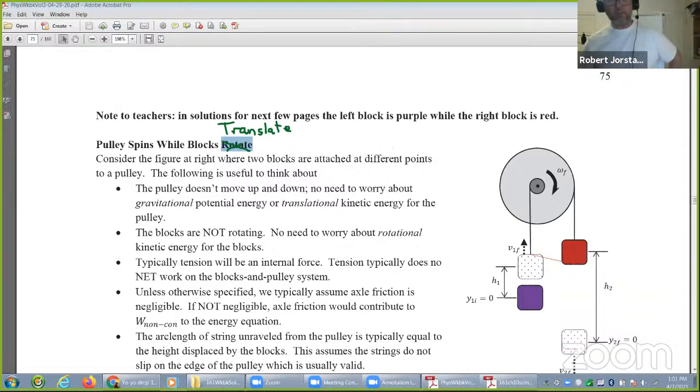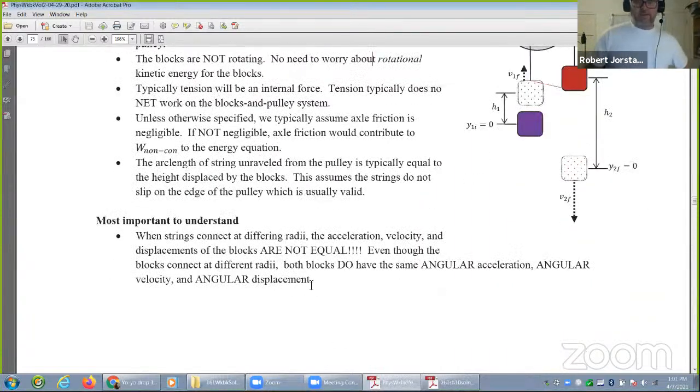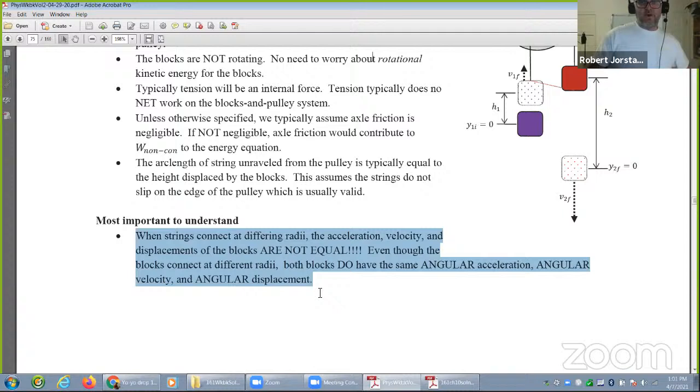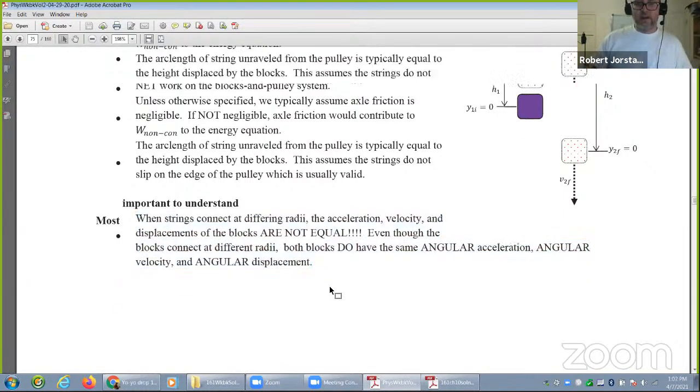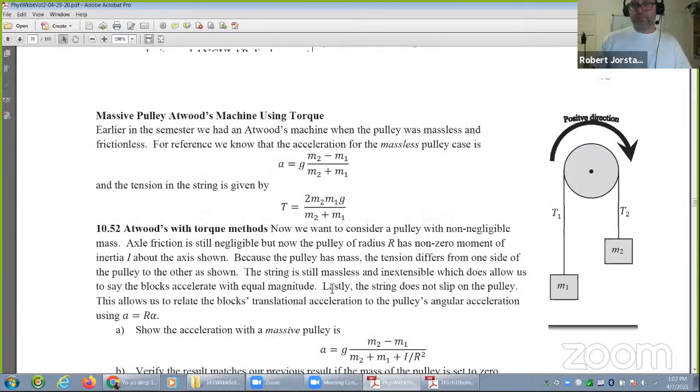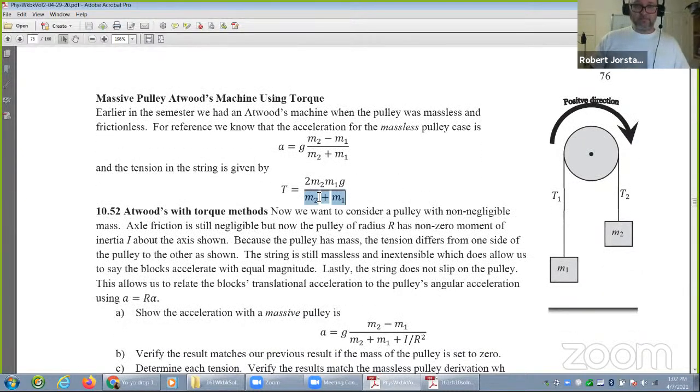Okay. And let's see if there's anything else down here. I think we've covered this. All right. So the most important bullet point is that when the strings connect to different radii, the displacements of the blocks are not equal. Now, let's start with the simple one where there's only one radius. So page 76, let's start with this simple one. These were the answers we got in chapter 5, I believe. And what we want to do is show that this thing changes. So let me just show you how to do this.